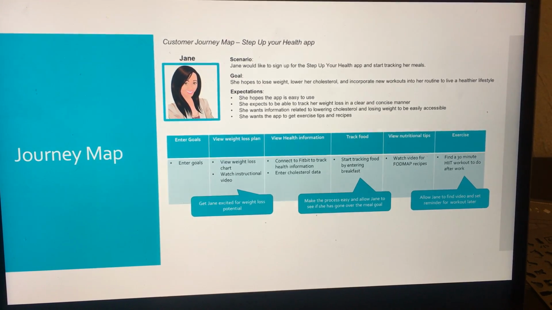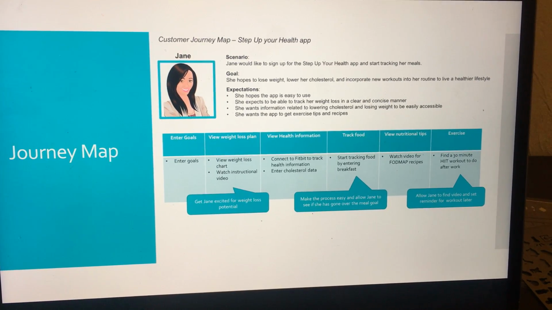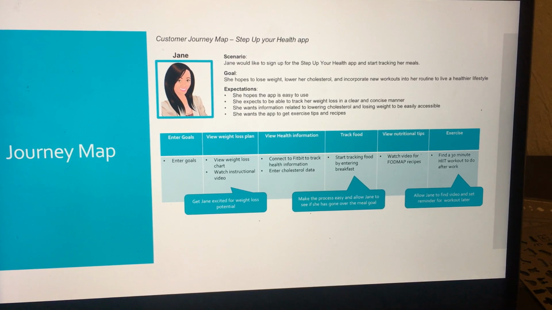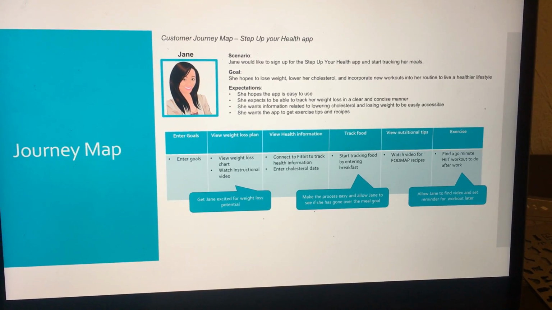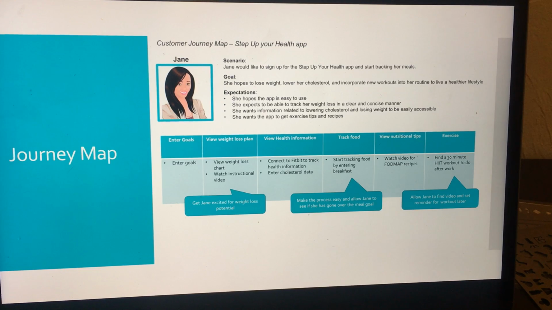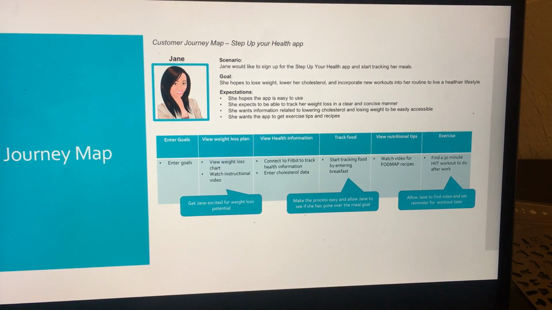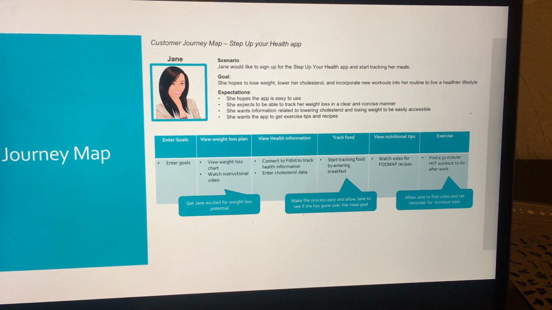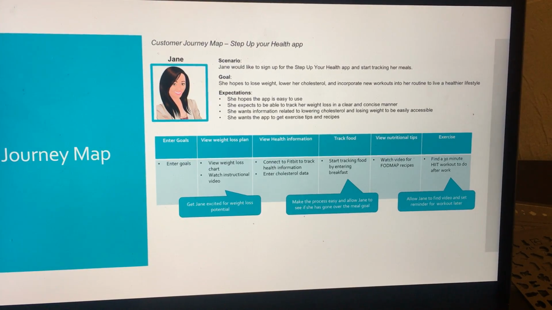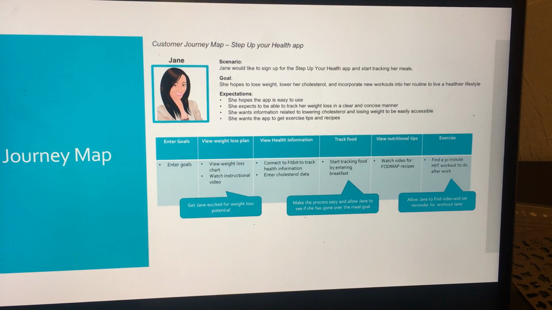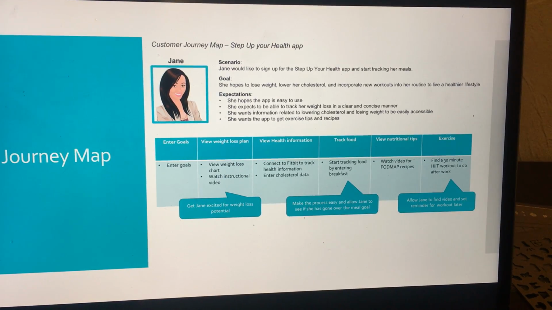Going into the journey, the first thing that Jane is going to do is enter her goals. She is then going to be presented with a weight loss chart and she can watch instructional videos. And at this point, we want to be able to get Jane excited for weight loss potential. She can then view her health information and we allow her to connect to the Fitbit or to the health app to be able to track health information. And we can allow her to enter and track her cholesterol data.